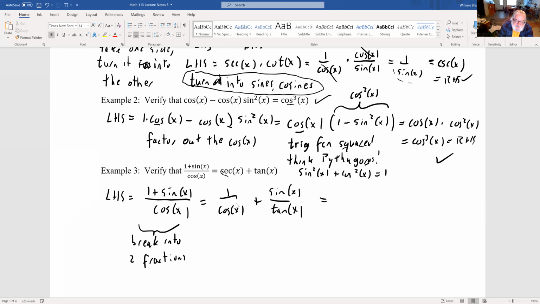And if you remember our reciprocal functions, 1 over cosine x is secant x, and tangent x is sine x over cosine x. So that just straightens out like that. And so again, by doing these identities, you'll start remembering that 1 over cosine x is secant x, sine x over cosine x is tangent x, and you can work through some of these things.